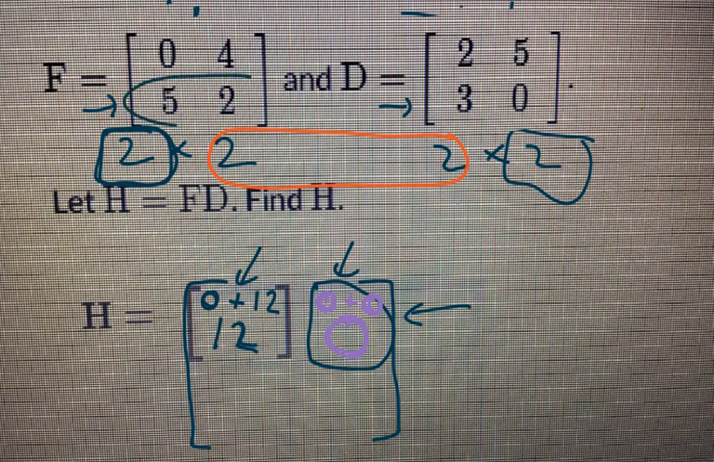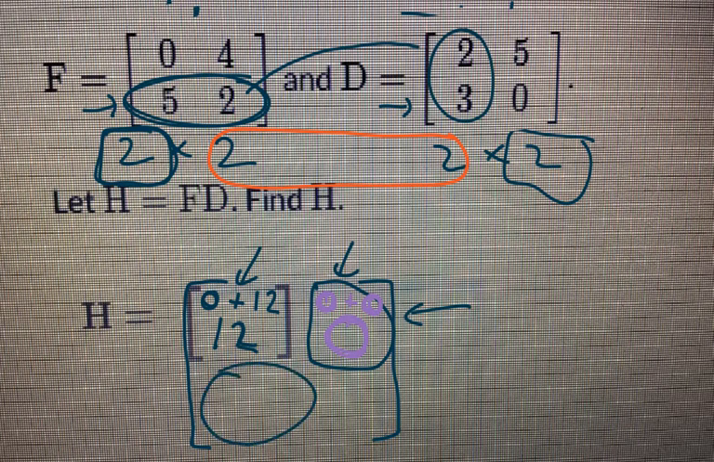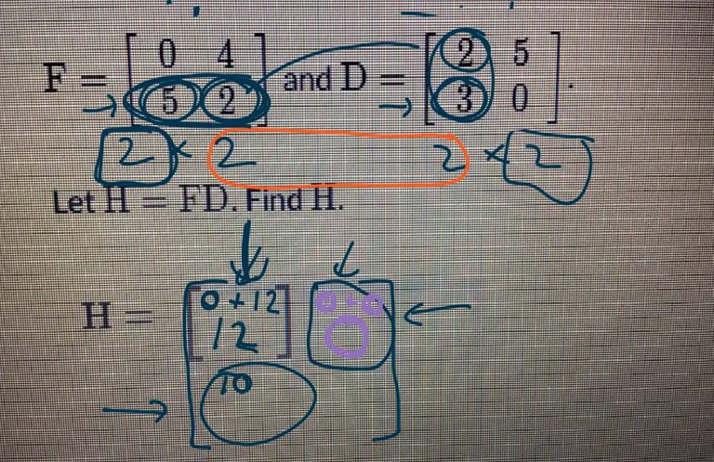We're now going to take the second row with the first column and put it right here. See, this is the second row. This is the first column. Get it? So, second row right here. We're going to start with the 5. We're going to times it with the 2 there. 5 times 2 is 10. We're going to take the 2, times it with the 3 there. 2 times 3 is 6. What's 10 plus 6? 16.